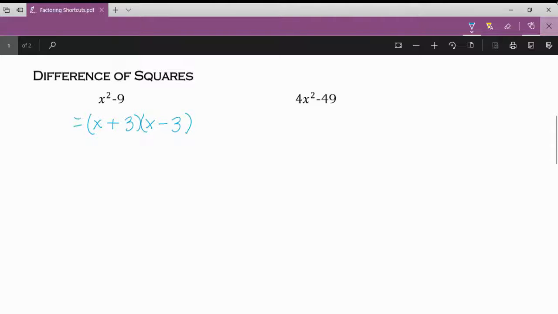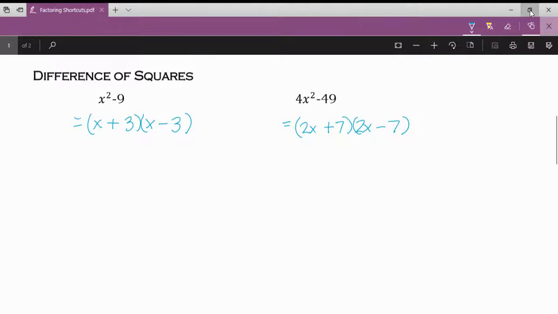Same thing over here. We have a slightly more complicated question, but both of these terms are perfect squares. We can take the square root of 4x squared. So we're going to open two sets of brackets. The square root of 4x squared is 2x, so that's going to go at the beginning of both of our brackets. Then the square root of 49 is 7, so that will go at the end of both brackets, and one bracket will be positive and one bracket will be negative.